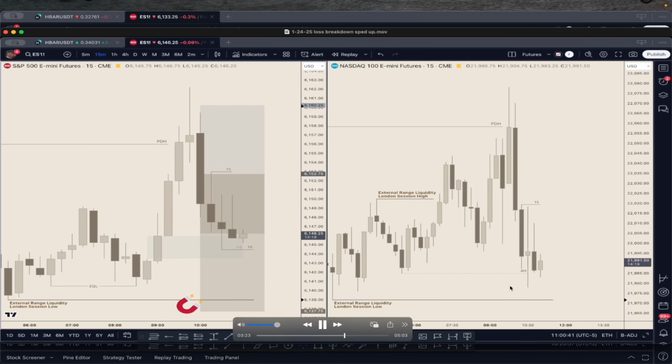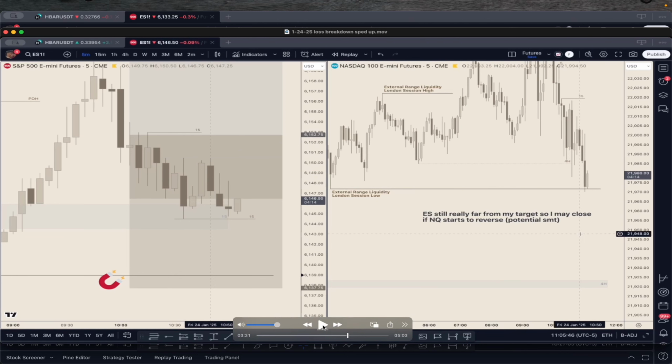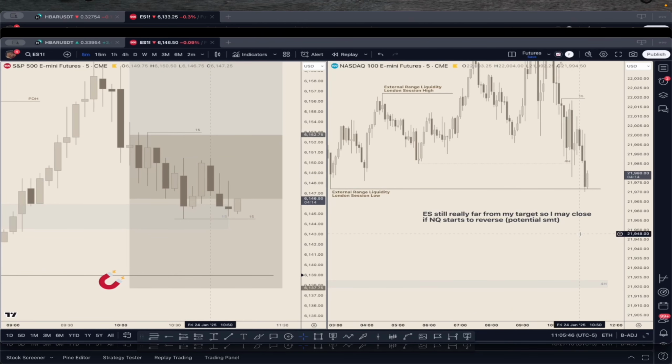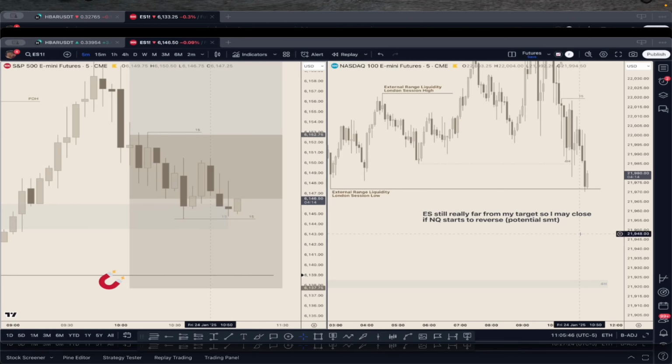So watch Nasdaq. Nasdaq takes out London session low. When this happens, it starts to react off of it. This to me seemed like it could have been divergence, because you have Nasdaq taking out London session low, S&P nowhere near. So I felt like, okay, this is probably a time I need to cut my trade, because I don't want this to be a situation where SMT is happening and I get stopped out with a clear signal that I could have avoided.